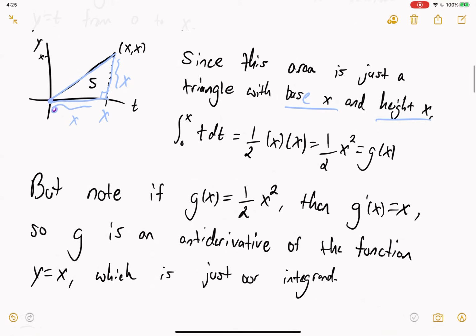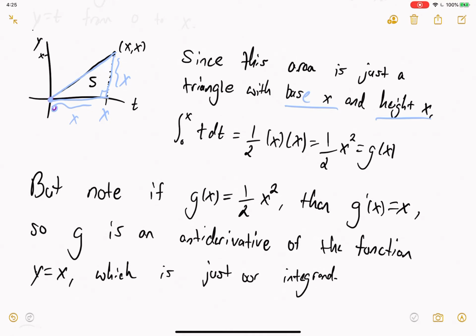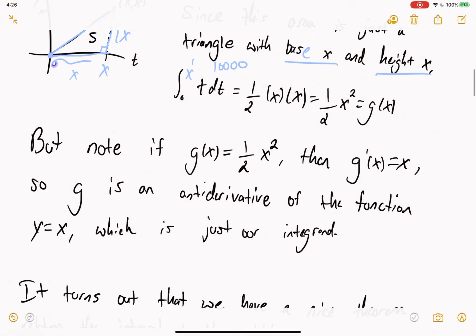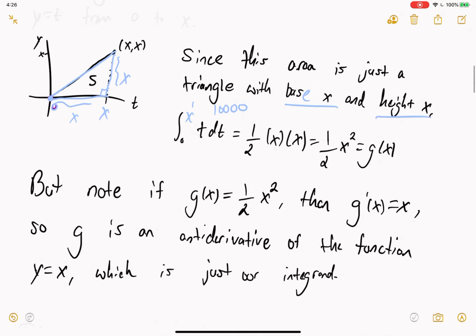So in that case, for the region from 0 to x of t dt, if we were doing the integral from 0 to 1, that would just be g of 1. If instead of x it was 10,000, then it would be g of 10,000. So what g represents is just the area under the curve going from 0 to the argument of g, so g of x. But the point is this is now a function. We have a function that gives you the area under the curve going from 0 to x of f of t dt.